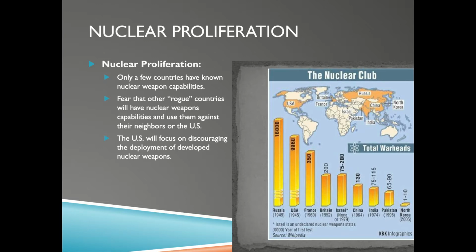Nuclear proliferation is the final thing we're going to look at today. Nuclear proliferation is that only a few countries have known nuclear weapons capabilities. There are only a handful of countries that are known to have a nuclear warhead capability. All right, the fear is that rogue countries or smaller countries will have nuclear weapon capabilities and then use them against their neighbors and the United States. The nuclear technology is spreading around the world to countries that maybe we don't want to have them. And the U.S. will focus on discouraging the deployment of developed nuclear weapons.